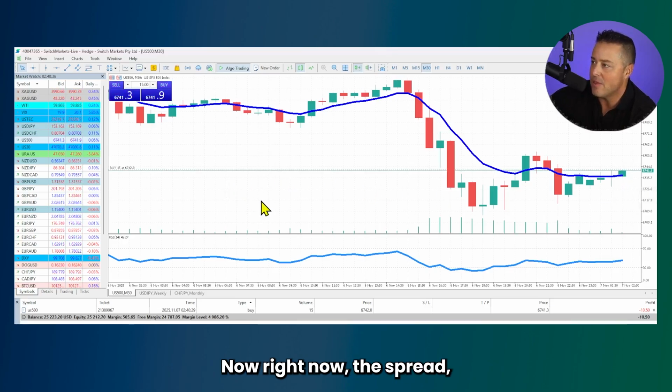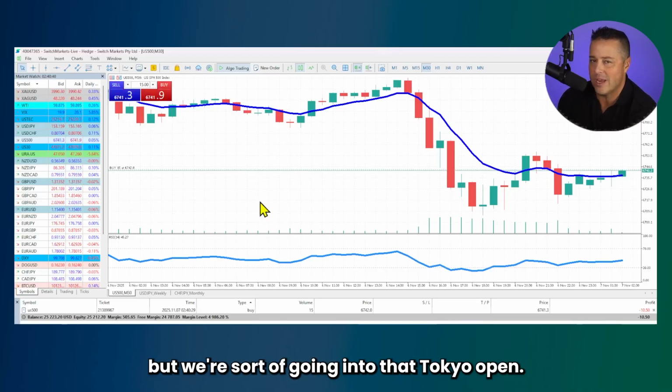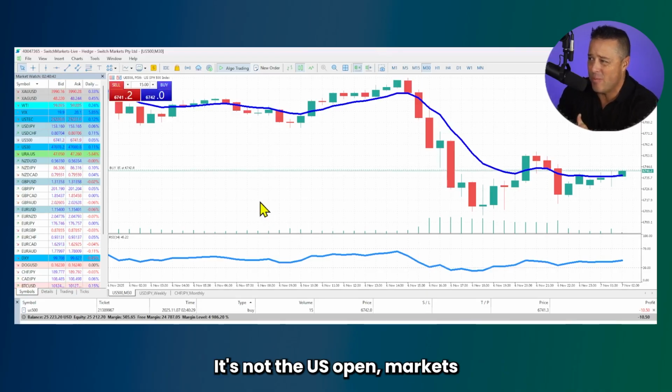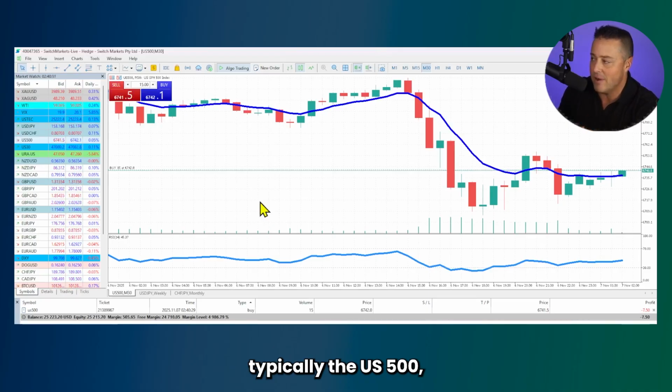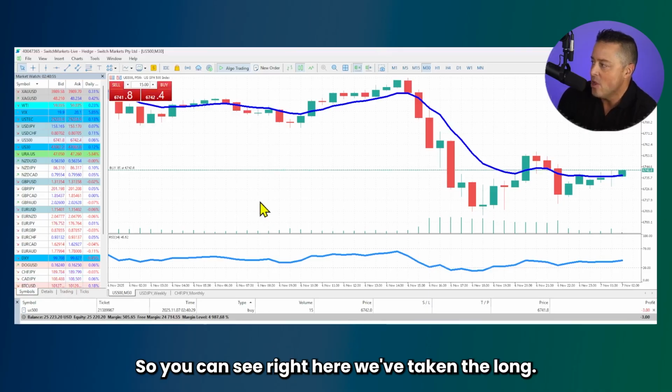Now, right now, the spread, a little bit bigger than normal. Not really too big, but we're sort of going into that Tokyo Open. It's not the U.S. Open. Market's not quite as liquid. Always remember that you want to trade this type of product when you're at your most liquid. Typically, the U.S. 500, it's going to be during that U.S. Open, early U.S. session.